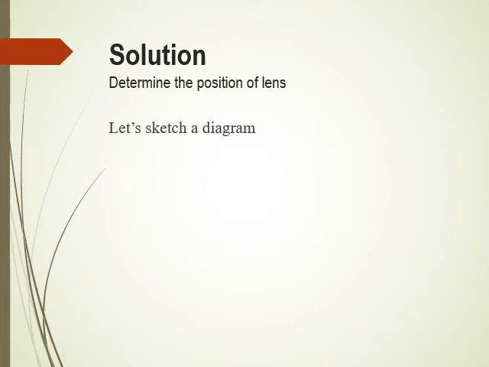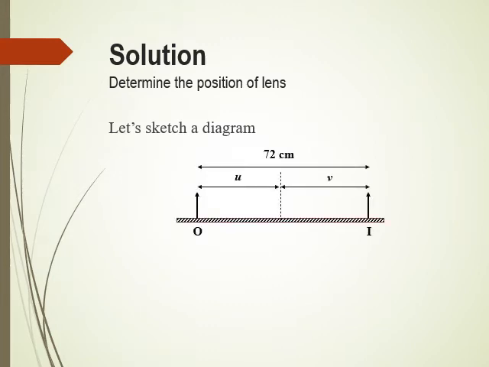Let's sketch a diagram and see if there is any way to find the values of u and v. So this is a diagram. According to the question, the distance between O and I is 72 cm, and the lens is located in between them. But you don't have the position of the lens, so let's just label it as u and v. Now, if you look at this diagram, u plus v is equal to 72 cm. Rearranging the equation, we now have u equals 72 minus v, and that would be our equation 1.